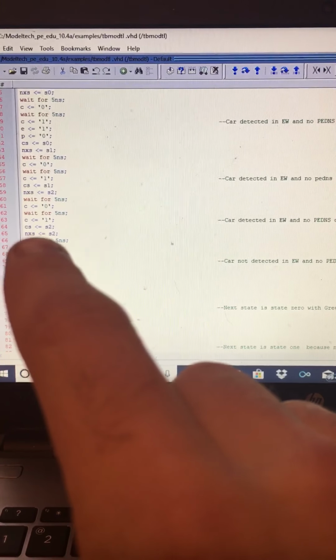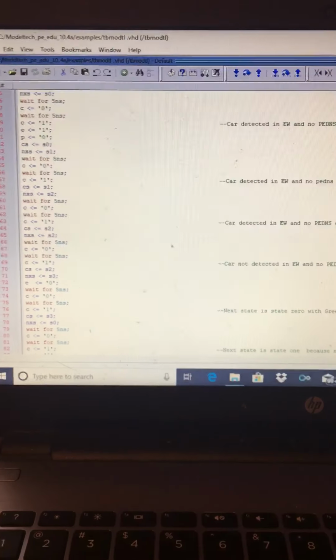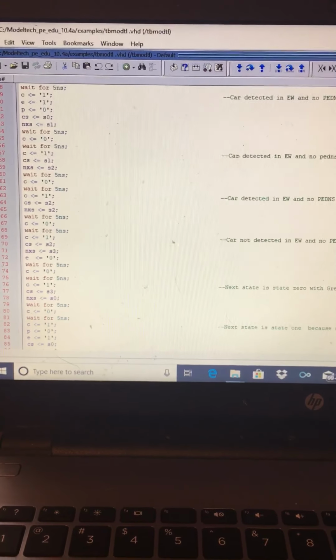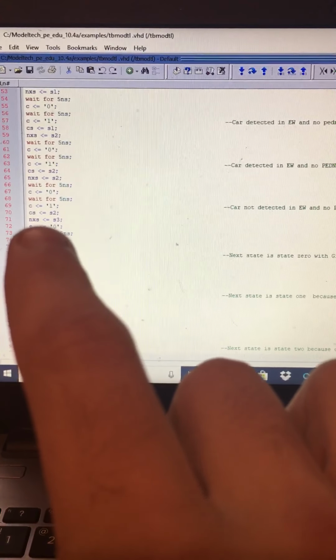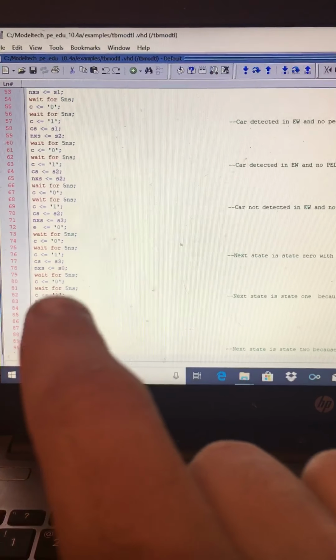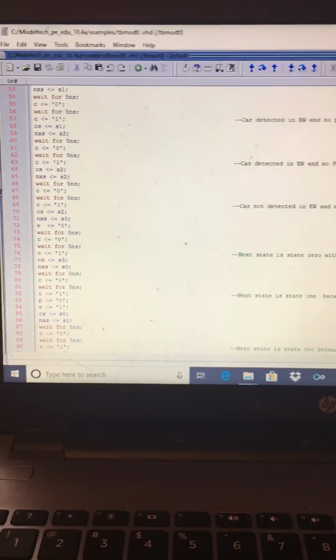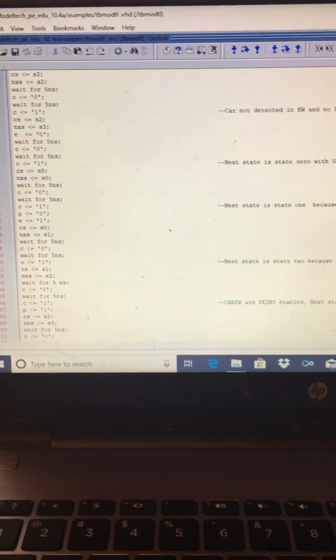And then at the next rising edge, the car in east-west is still detected, so it will stay in state 2. And at the next rising edge, there is no car detected in the east-west direction, and there is no pedestrian, and so it will go to state 3. And after state 3, at the next rising edge, it will go to state 0. And now it's currently at state 0.